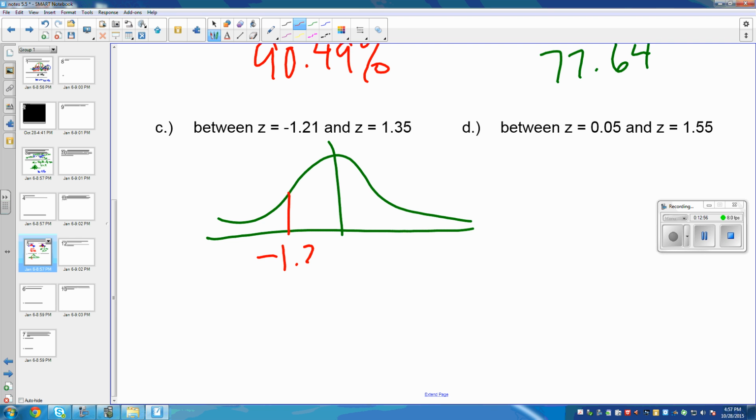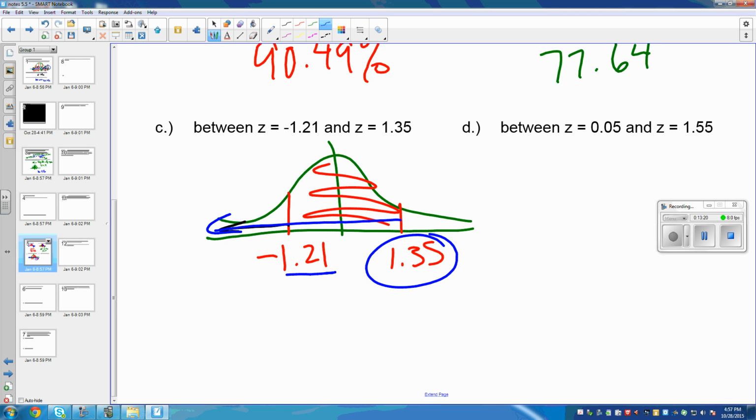Well, if we look at negative 1.21, it gives us this. If we look at 1.35, it gives us all of this. So to get just what's in between them, I will take whatever I get my z-score for 1.35 and subtract off what I get my z-score for negative 1.21, and that'll give me what's left, right? Because if I take this whole blue line and I subtract off this little black line, I get what's left in the red. Okay, so let's take a look at 1.35 and negative 1.21.